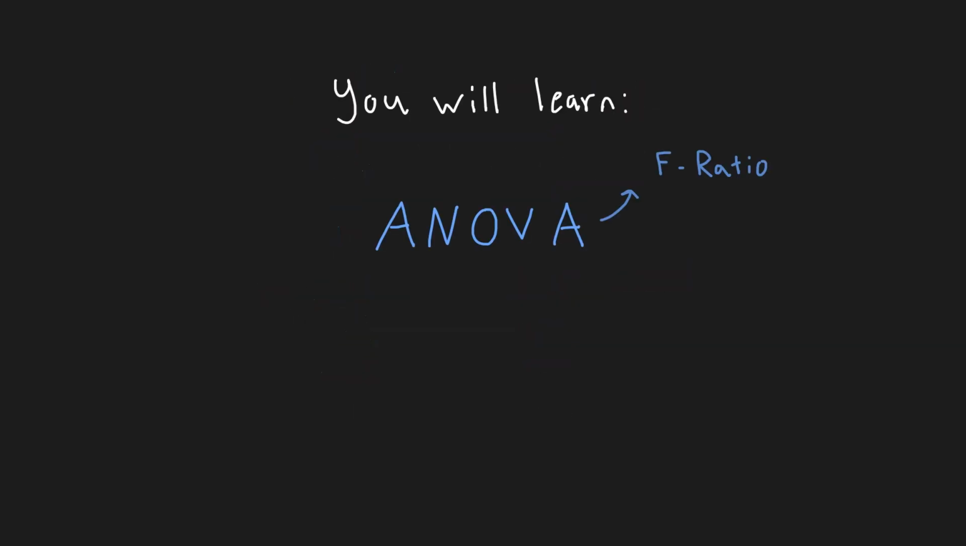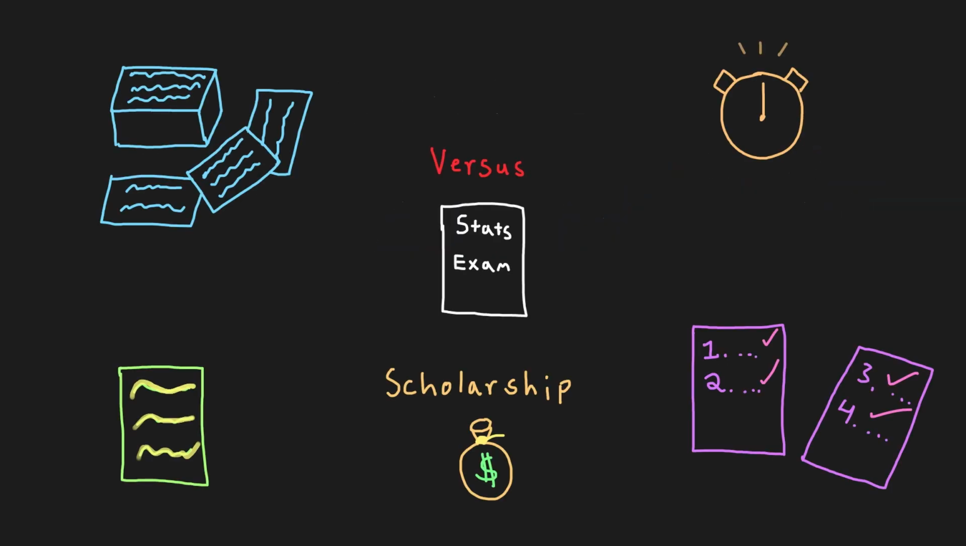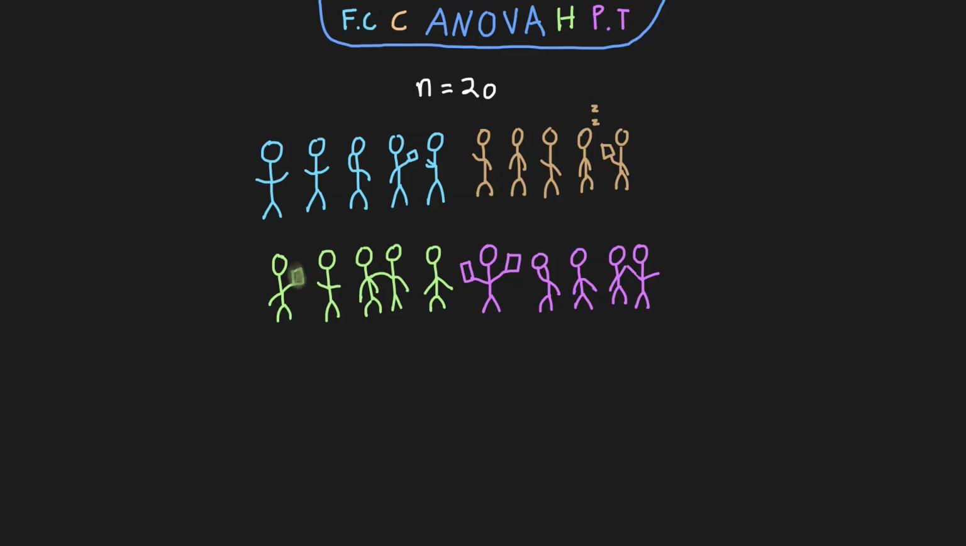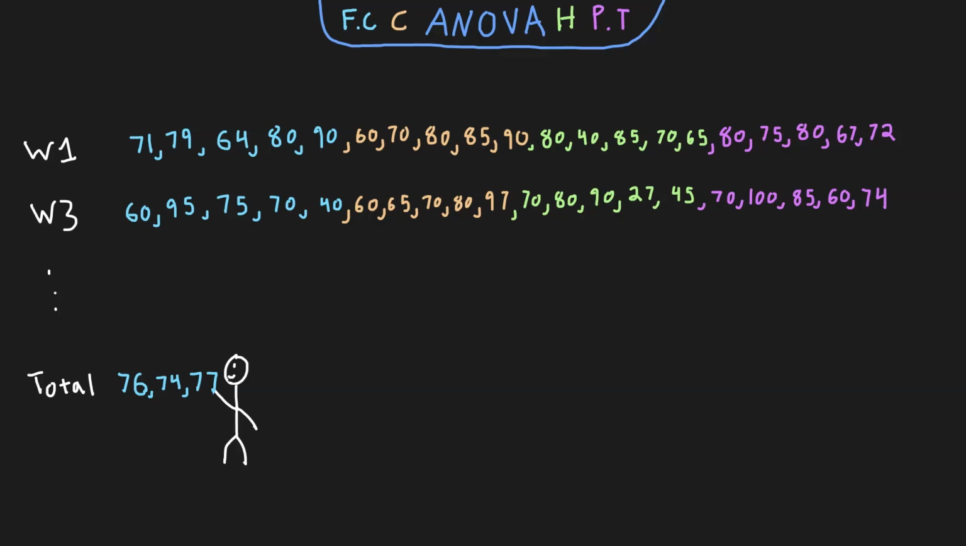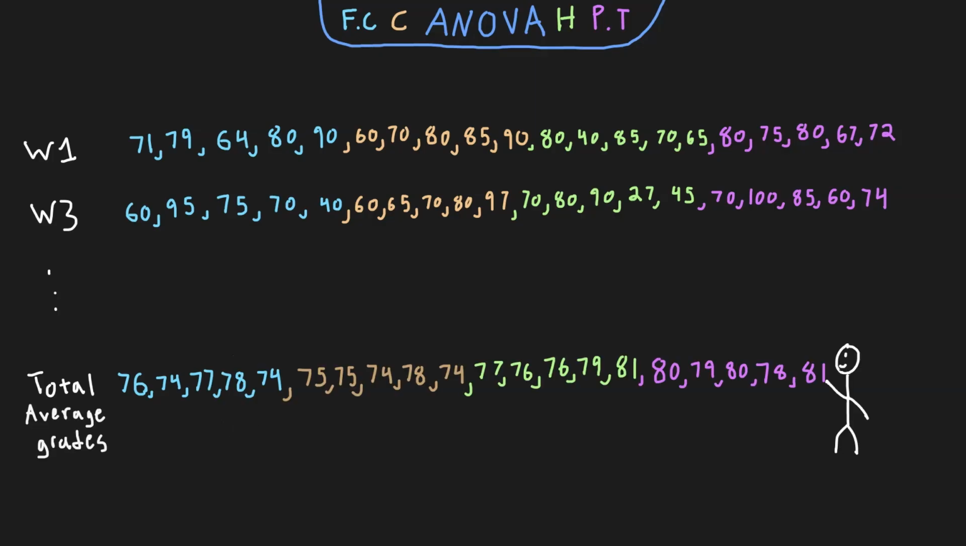In this video, I'll show you a hypothetical example of how ANOVA uses the F ratio to determine whether at least one of these 4 study methods actually causes average grades to change. Imagine you found 20 students, 5 using each of the 4 study methods, and all taking the same course. Knowing this is the perfect opportunity to test your friend's study methods, we can track how each group performed over the semester on their exams and record their average grades.